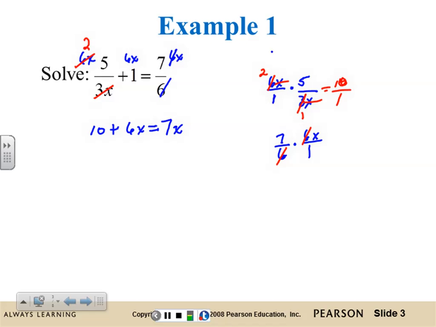Now I have a linear equation. You guys have solved so many of these, you should be old hands at this by now. So we'll subtract 6x from both sides because those are our like terms. And so we have 10 is equal to 7x minus 6x, which gives you x. So x equals 10. Now what I need you to do is check. Remember, we can make these undefined. Whatever x is equal to cannot make the denominator go to 0. Okay, so 3 times 10 is 30. So we're good.